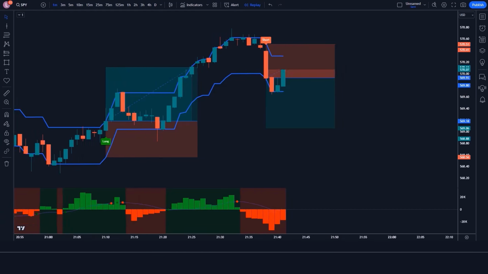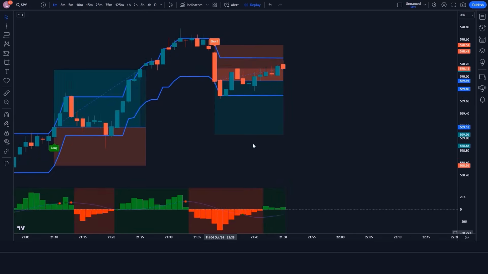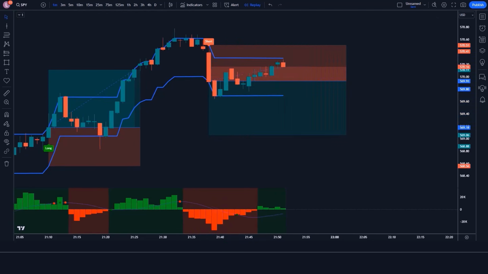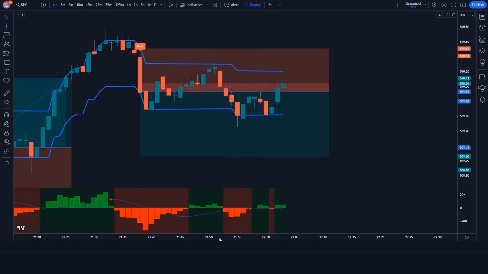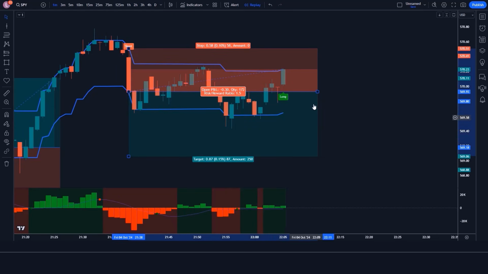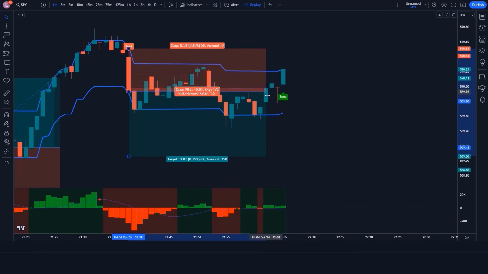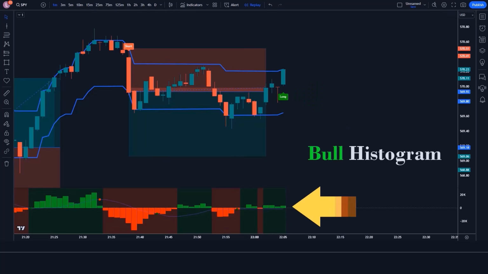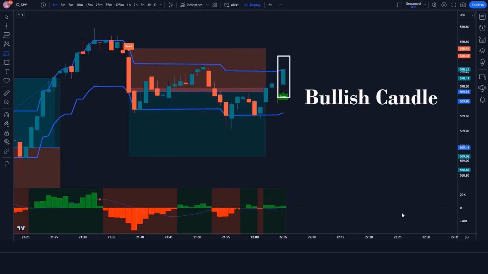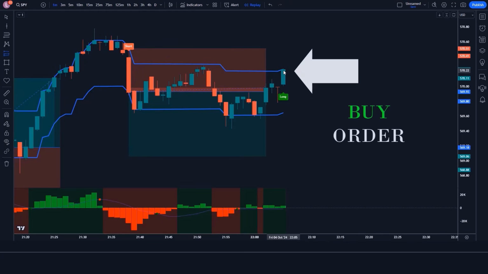Let's see what happens to our trade. The market has given the next signal, we will close this trade. Here the Black Pica's Dust indicator gives us a buy signal. Here the Klinger Volume Oscillator shows a bull histogram. Here the market has made a bullish candle to give confirmation. So all our conditions are being fulfilled, so we are placing an order to buy.